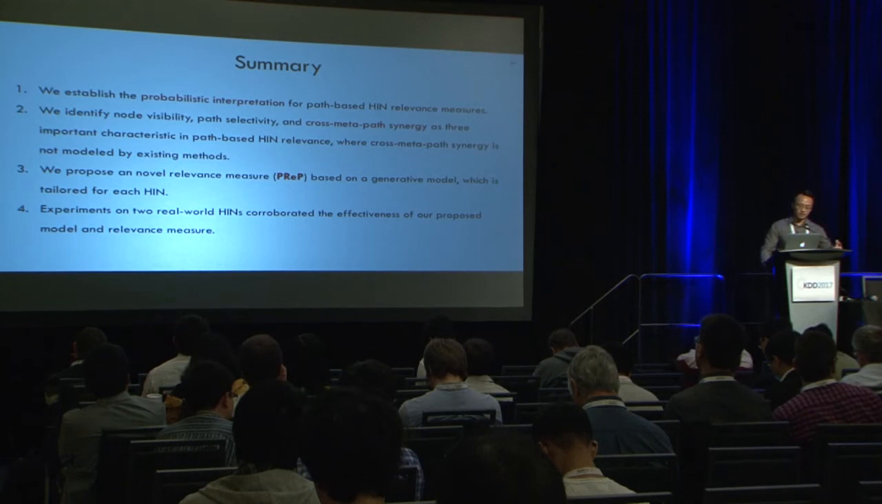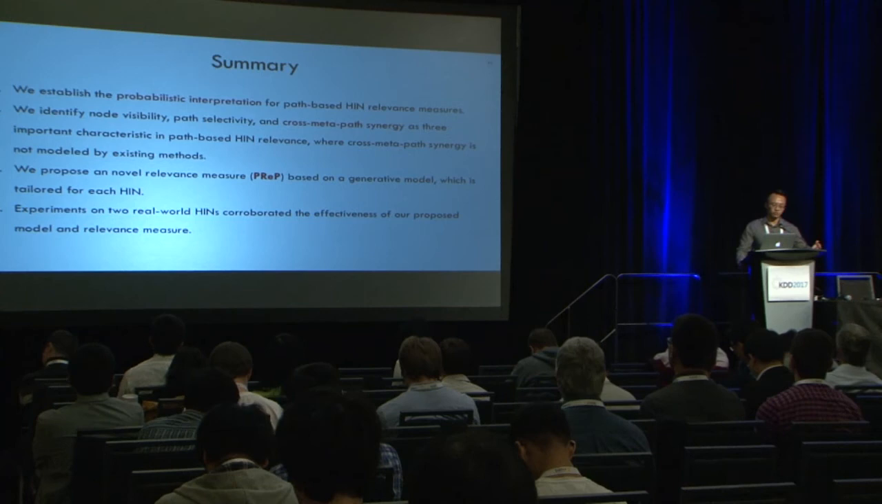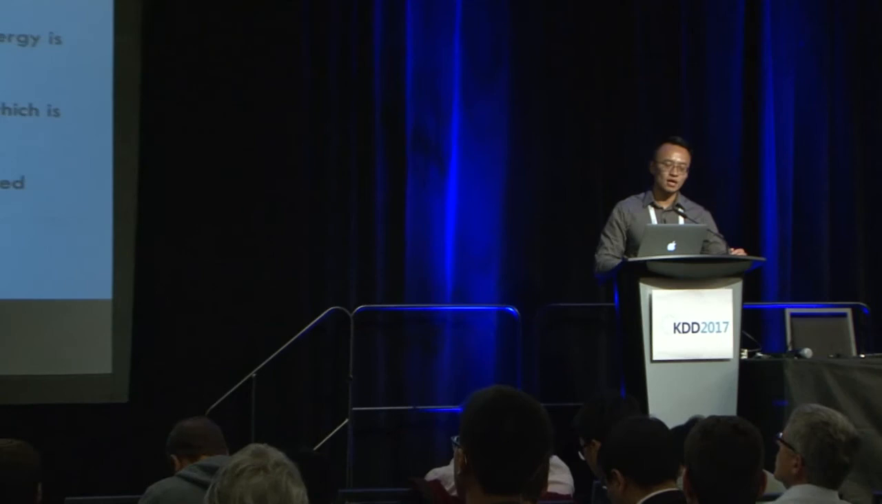And we also identified node visibility, path selectivity, and cross-metapath synergy as three important characteristics in path-based HIN relevance, where cross-metapath synergy is something not modeled by existing relevance measures. And the third thing is we propose a novel relevance measure called PrEP based on a generative model, which is tailored for each data set. And lastly, we perform experiments on two real-world data sets which corroborated the effectiveness of our proposed model and relevance measure.